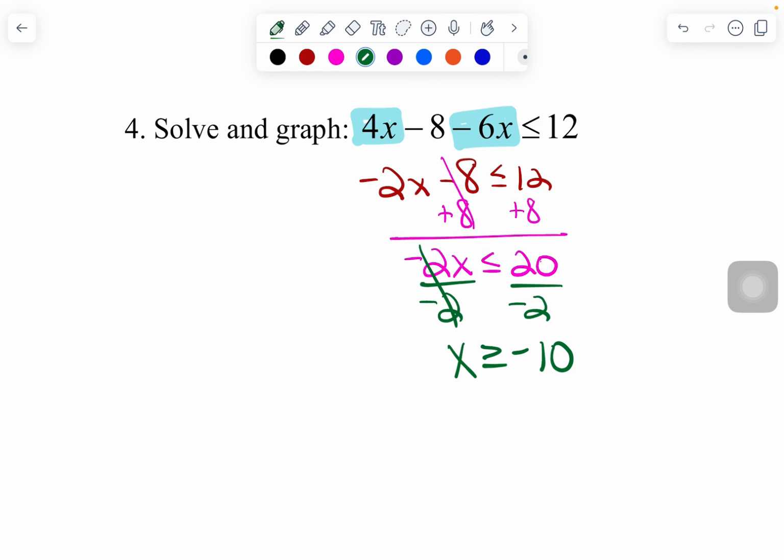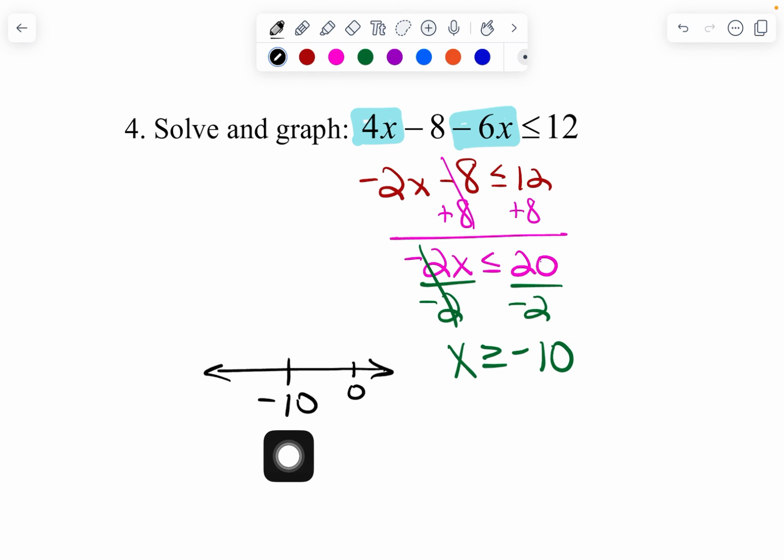Okay, so I have now solved this. X is isolated. We've got the inequality. To graph it, I'm going to simply draw myself a little number line here. And the only number I really need on that number line is negative 10. Now, if you want 0 for reference, 0 would be to the right of negative 10. If that helps, great, do it. If not, don't. And then I need to pick values here. So x is greater than or equal to negative 10. So I want numbers that are greater than negative 10. So from negative 10, I'll be shading things to the right.